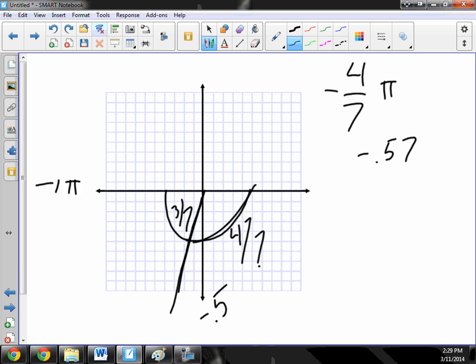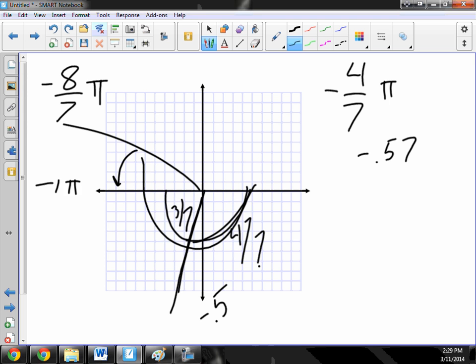Yeah. But if it was negative 8 pi/7, then that's going to land me in quadrant 2. How much do I need to backtrack to get back to the x-axis? I went too far. I need to go back 1/7. Reference angles are always positive. Yeah, so the answer in this case would be 1/7 pi. Okay?